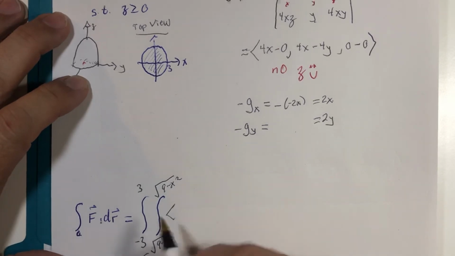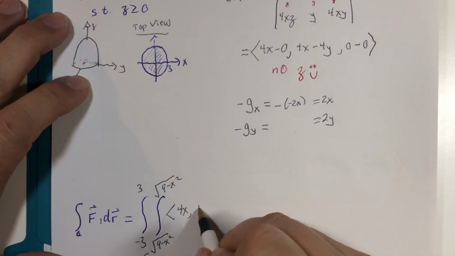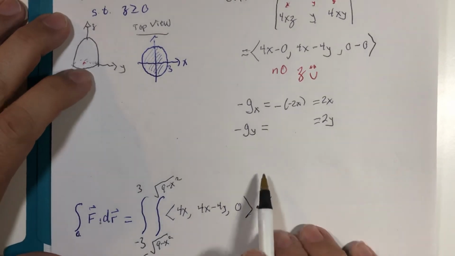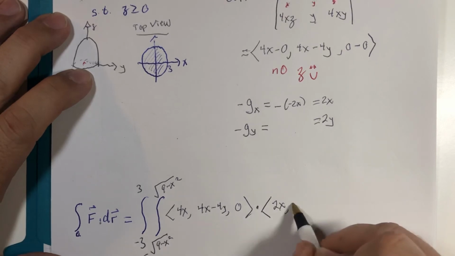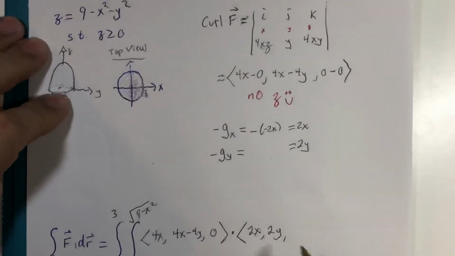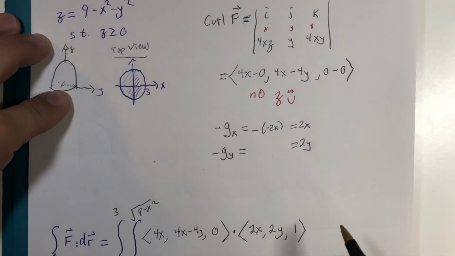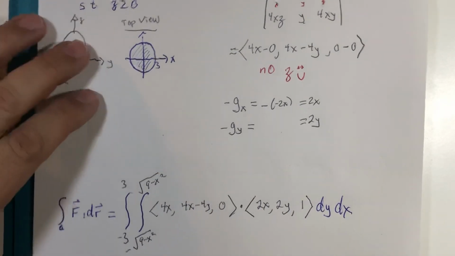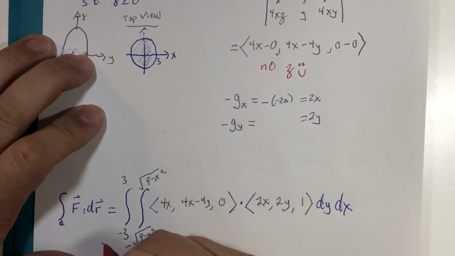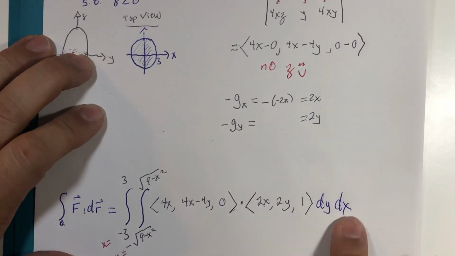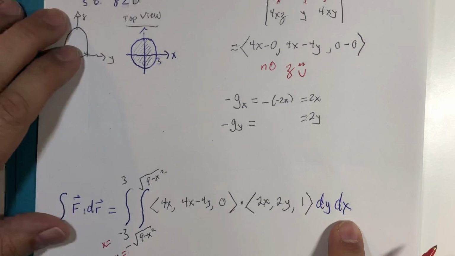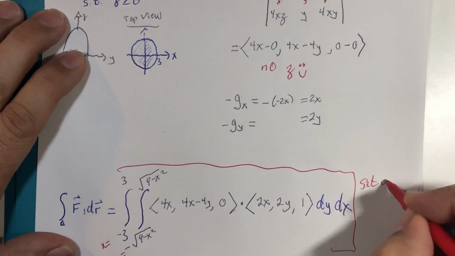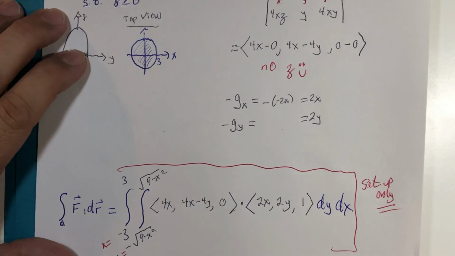The curl is 4x minus 4y, 0. Dot product, 2x, 2y, and then the z component is 1, designed intentionally for outward pointing, dy dx. And because you've been here for a while and thought about this a lot with me, you know that sometimes I like to do this as well to identify how these variables and numbers tie together. If I only ask you to set it up, for my students' purposes, I would leave it here.